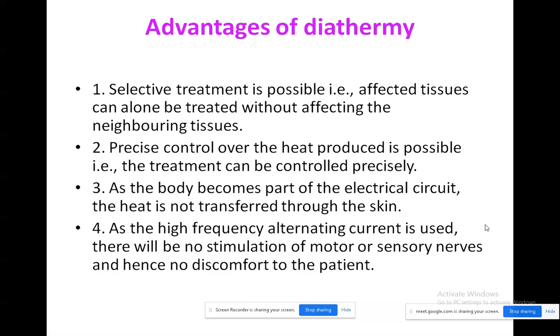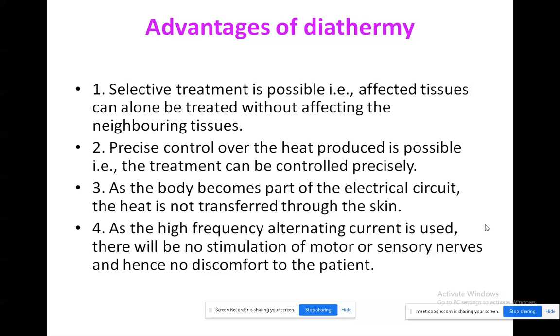The advantages of diathermy: selective treatment is possible. Based on the affected area, you can select the treatment. Where you have to apply it, you can decide by yourself. Then this treatment will be in a controlled manner. The affected part alone will be provided the electrical energy, and the other parts will not be affected. That is the third advantage.